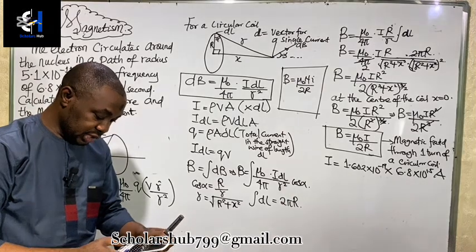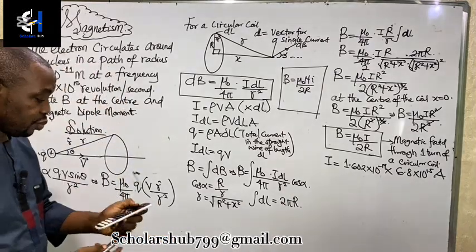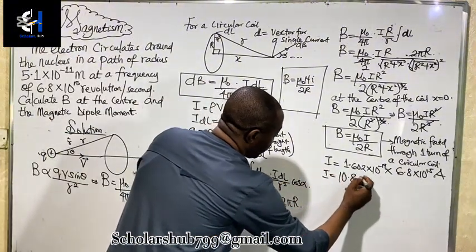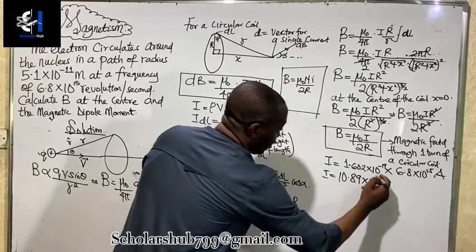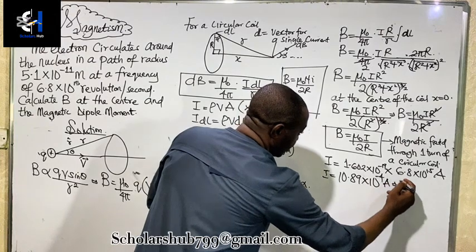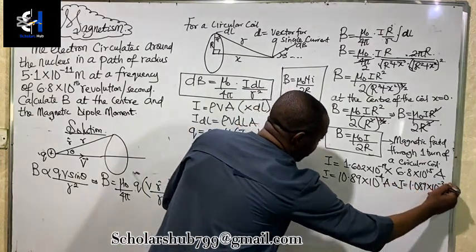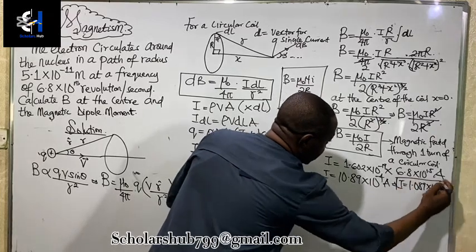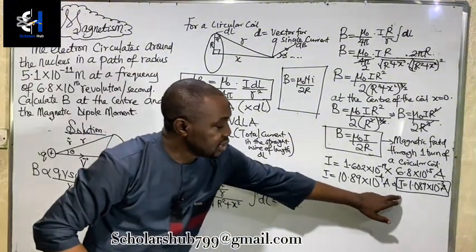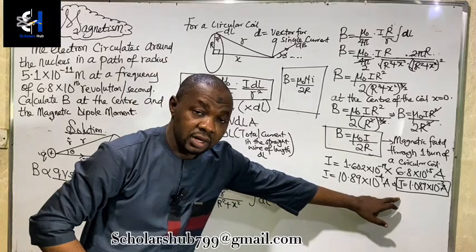So let's get the value for current. We have 1.602 multiplied by 6.8. That will be 10.89. So we have I equals 10.89 times 10 raised to the power of -4. When we move the decimal point, the current will be 1.089 times 10 raised to the power of -3. So this is the magnitude of the current. We need this, that's why we must calculate the value for I.